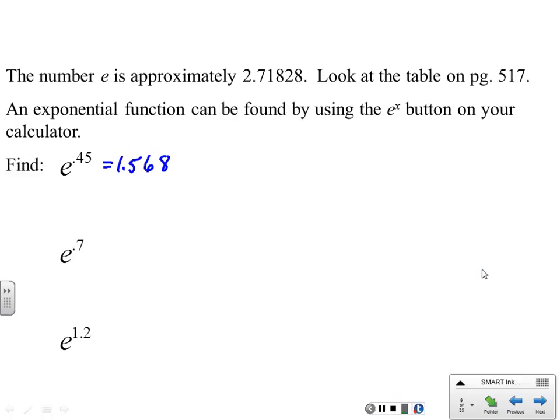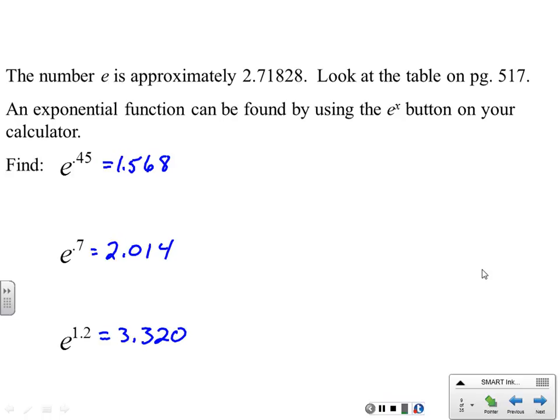All right, so what did you come up with for the second one? 2.014. All right, we'll go for that. And then the last one? Good. Very good. All right, so you know how to use your E button, right?